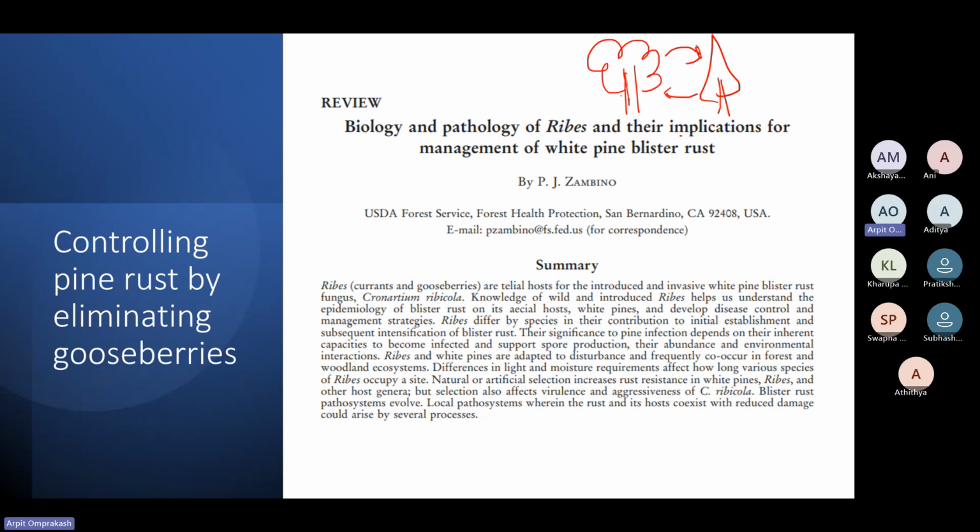Generally these pine and gooseberry trees are found to co-occur in forests and woodlands. To prevent the blister rust that this fungus causes for pine, people have removed gooseberry trees from near pine trees. Because no gooseberry trees are present, the fungus is not able to complete its life cycle, and the pine trees do not develop any pine rust disease.